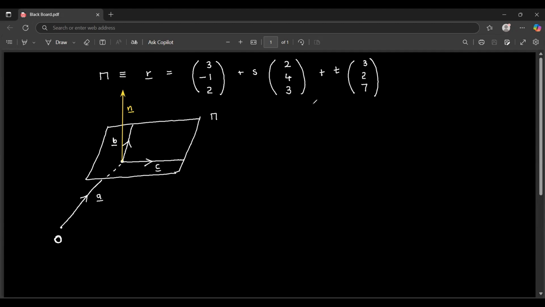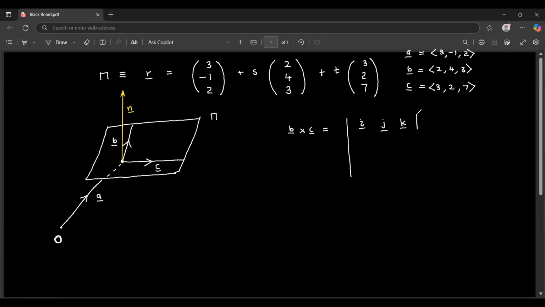Well, let's do this. So we are saying B is given as (2, 4, 3), and C is given as (3, 2, 7), and A is given as (3, -1, 2). So let's do B cross C first. So B cross C will be equal to, let's write down the i, j, and k coordinates. So that will be 2, 4, 3 and 3, 2, 7.